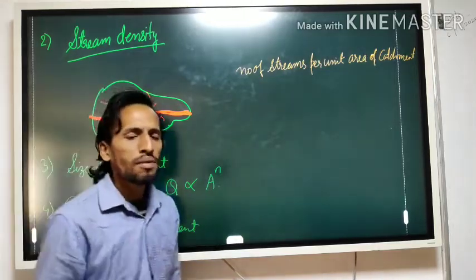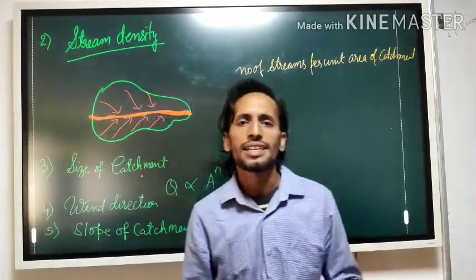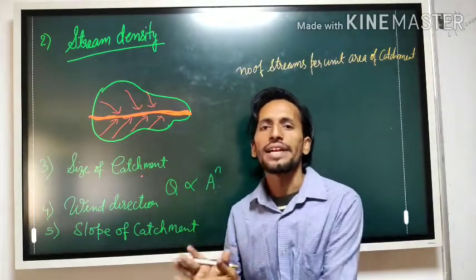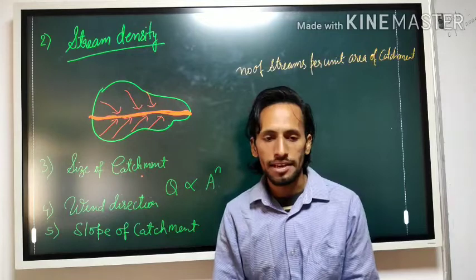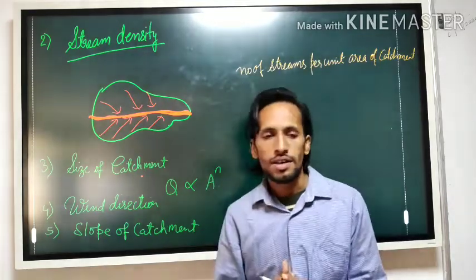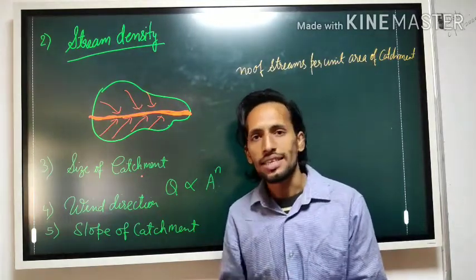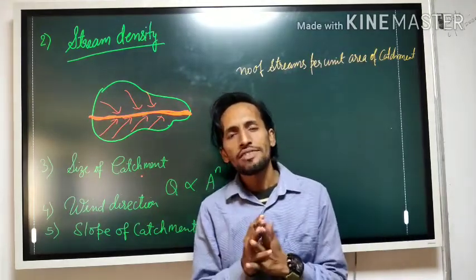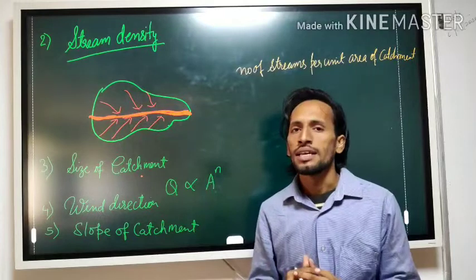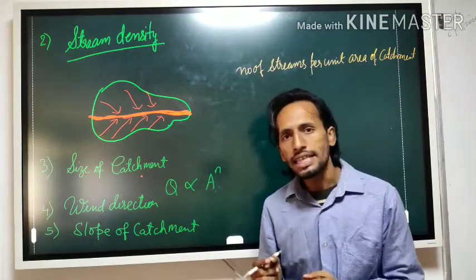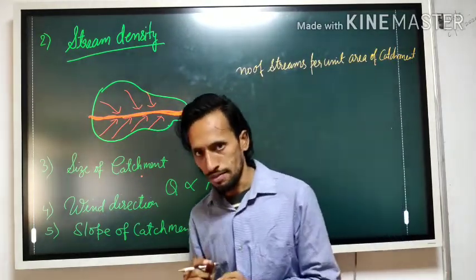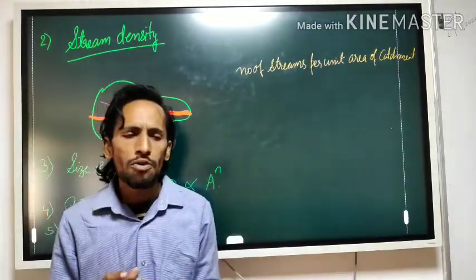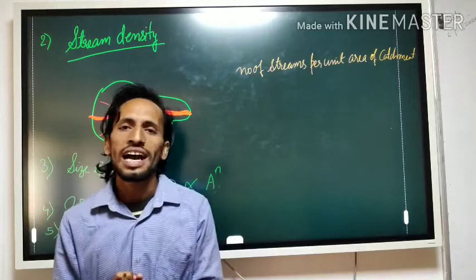Likewise, there can be a number of things. Vegetation can be there. What kind of forest is there? What kind of land cover is there? How many mountains are there? What is the contour of that area? So these are the various factors that will be affecting the shape of the hydrograph. Now we roughly know about the hydrograph.